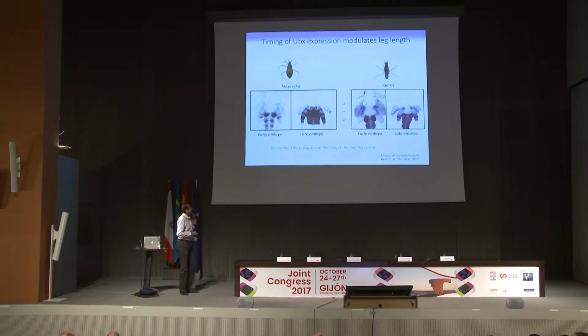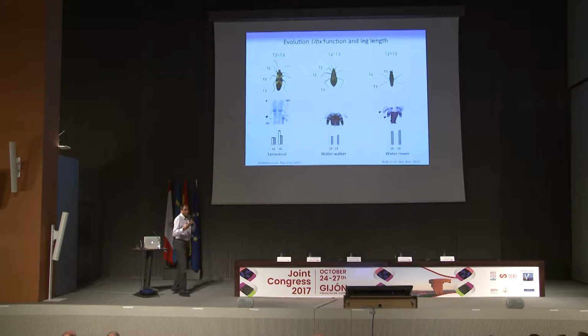But this wasn't actually the only story. The function of the gene now also changed. So if you compare these three species, in these two here, when we knock down the gene, the legs become shorter, all of them. In this one, the third leg becomes shorter, and in this one, both legs become shorter.